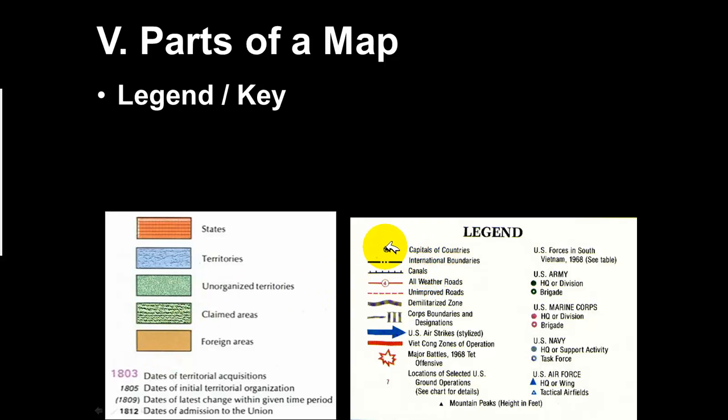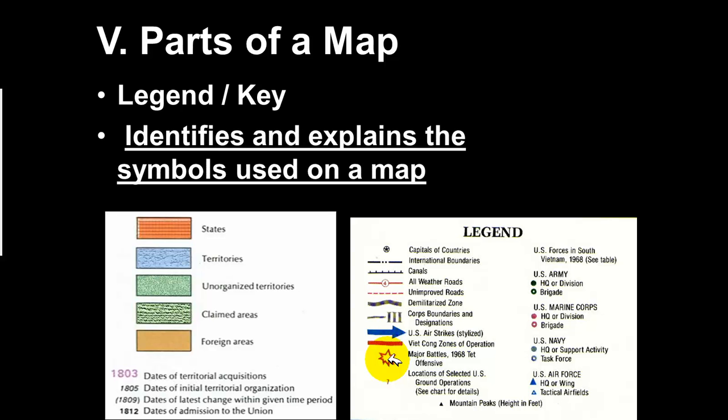We'll see that the stars represent capitals of countries. Let's bounce around to the bottom. You see this red explosion sign. That represents major battles in the Tet Offensive. So whenever you're looking at a map, if you want to see what information is covered in the map, just take a look at the key or legend, and it will let you know what is covered in it.